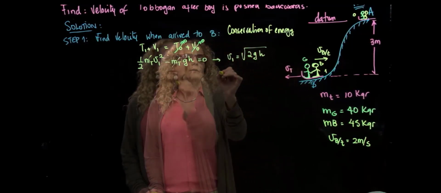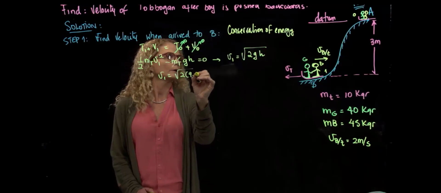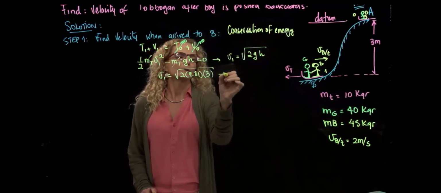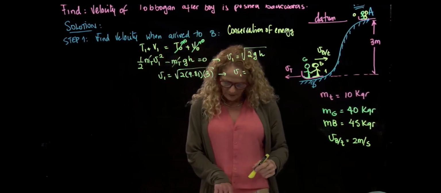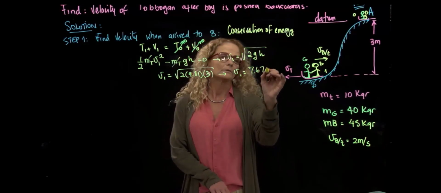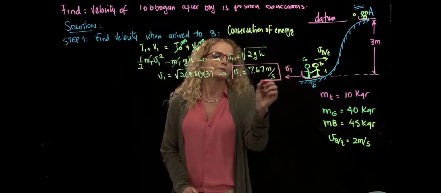So here we have that velocity 1 is equal to the square root of 2 times 9.81 times the distance, which is 3, and I have this value calculated: 7.67 meters per second. This will be our step 1.